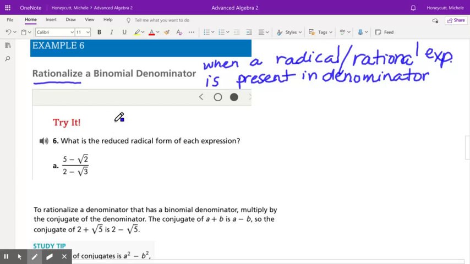But in Algebra 2 and in pre-calculus, there's a huge push and a huge emphasis on rationalizing the denominator, meaning there are no radicals left in the denominator. So there's a process for doing that.